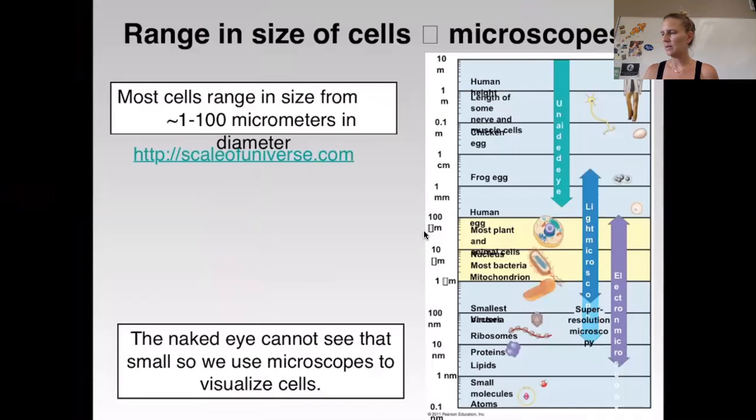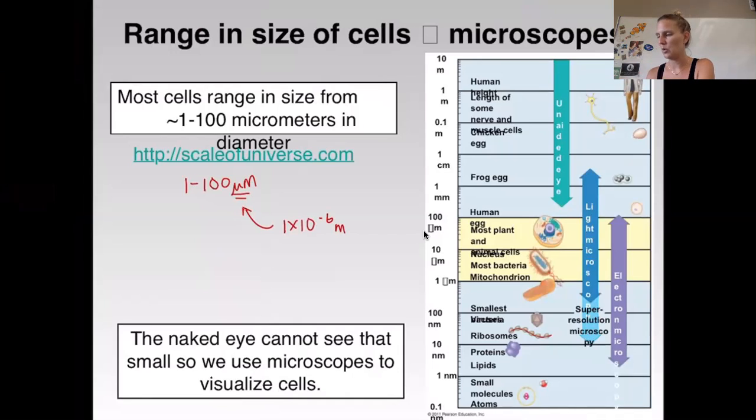So cells have a range in size from about 1 to 100 micrometers in diameter. And just in case you didn't remember, a micrometer is 1 times 10 to the negative 6th meters, all right? The naked eye cannot see this small, so we have to use microscopes to visualize cells.